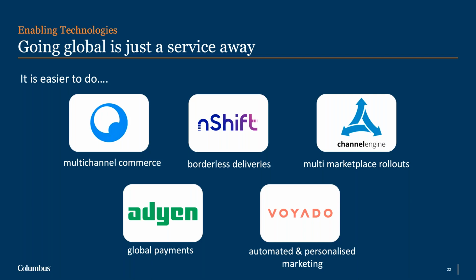And just to mention a few, if we look at multi-channel commerce, you have, as the company presented today, Litium. You have global payments, exemplified by Adyen. You have multi-channel shipping or multi-market shipping, presented here as nShift, formerly known as Unifaun, but also automated marketing and personalization. An example is Voyado or all the other marketing automation tools available. And multi-marketplace rollout supported by ChannelEngine, for example, as a marketplace broker.